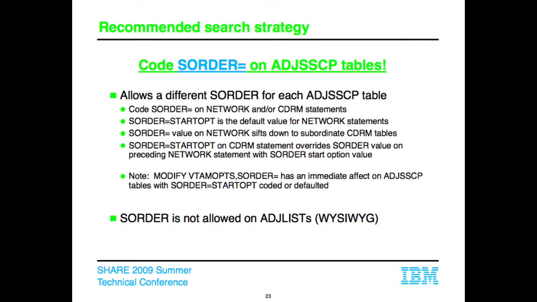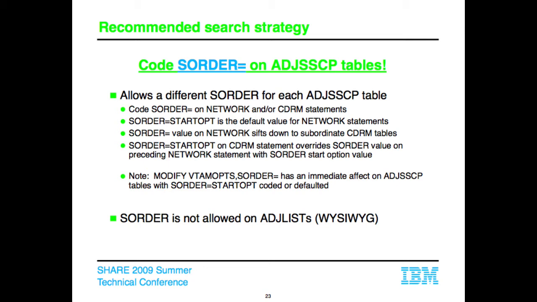So, the recommended search strategy right now, it used to be to code S-order equals ADJSSCP, but that's not really good anymore because we've now given you the ability to code the S-order operand on each and every adjacent SSCP table. You do not just have to use the start option value for S-order. In fact, if you ever run into a customer who is using only the start option value, that is, they haven't coded S-order on their adjacent SSCP tables, then they probably haven't really given a lot of thought to how they want to tune their network, at least right now.